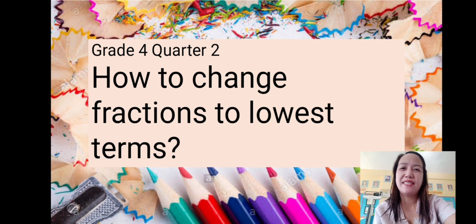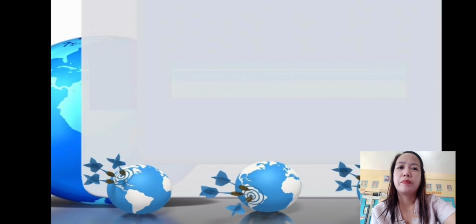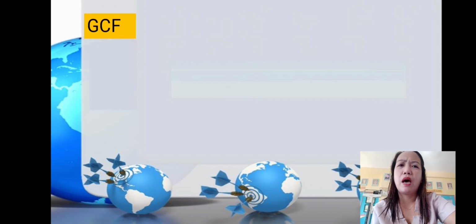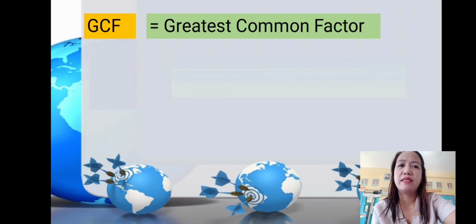Eto na naman ako, si Teacher Lay, para magturo sa inyo ng isang skill sa mathematics subject, lalo na sa grade 4. Ang ating lesson sa araw na ito ay ang pag-change ng fractions to lowest terms. How are we going to change fractions to lowest terms? But before that, we are going to know first how to find the GCF of two numbers. What is GCF? GCF is the greatest common factor.